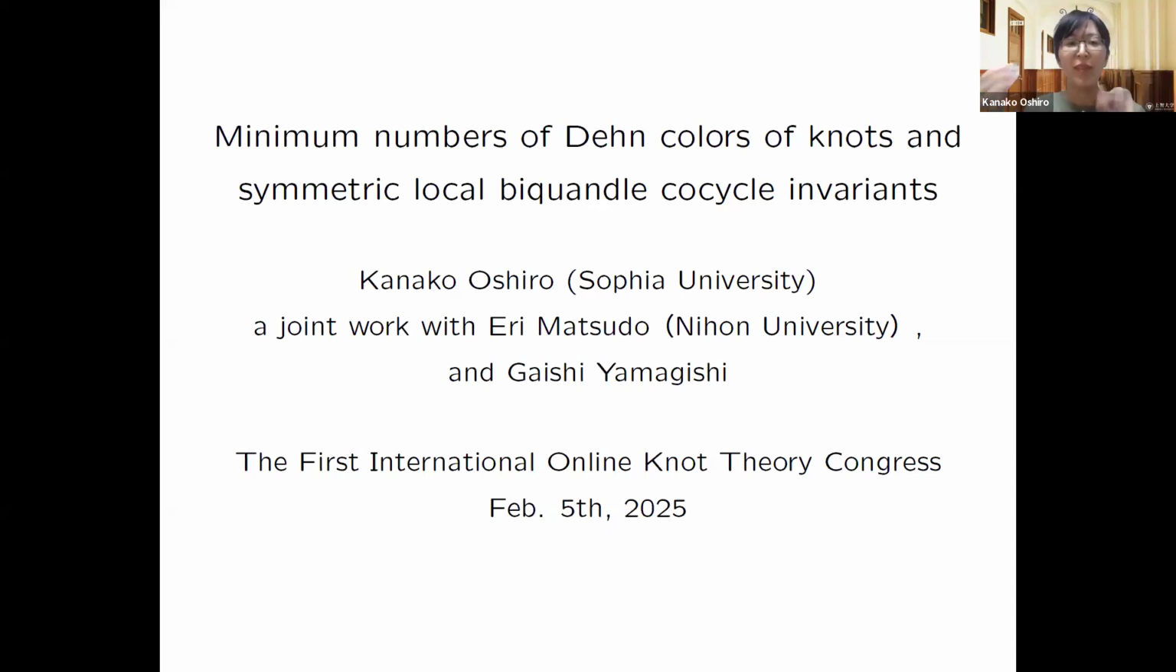And I'd like to talk about minimum numbers of Dehn colors of knots and the symmetric local biquandle cocycle invariants. This is our joint work with Eri Matsudo from Nihon University and Gaishi Yamagishi, who was my master course student.